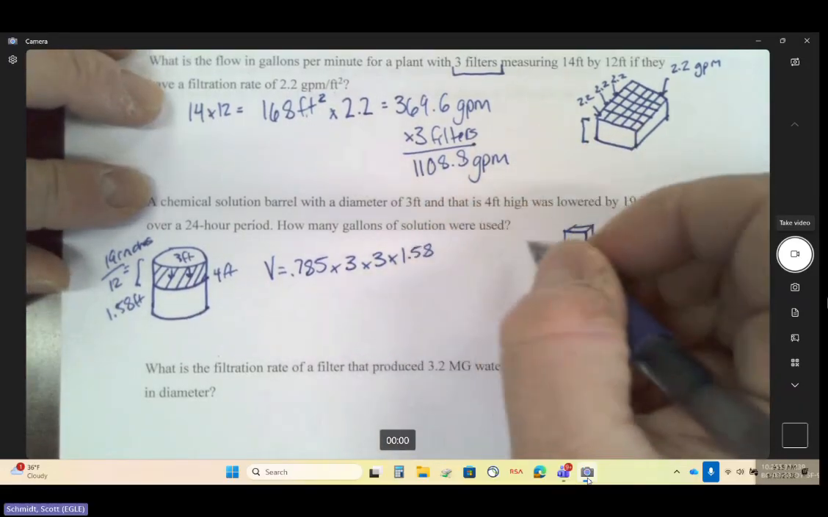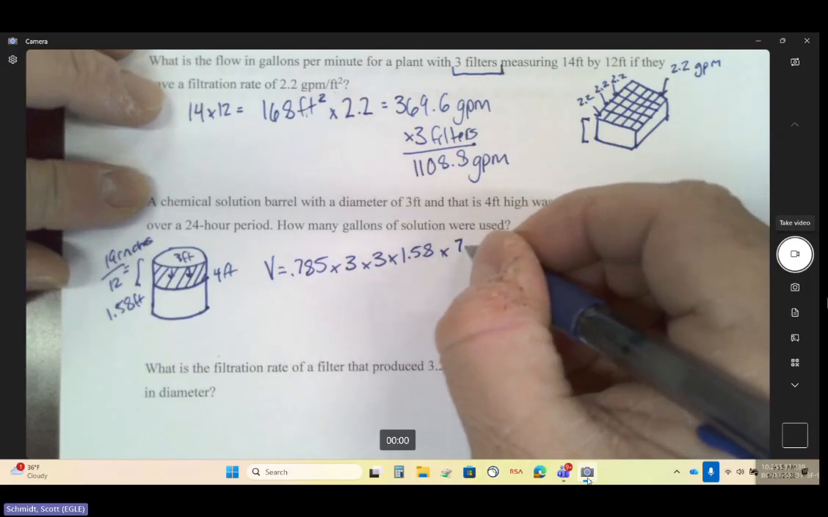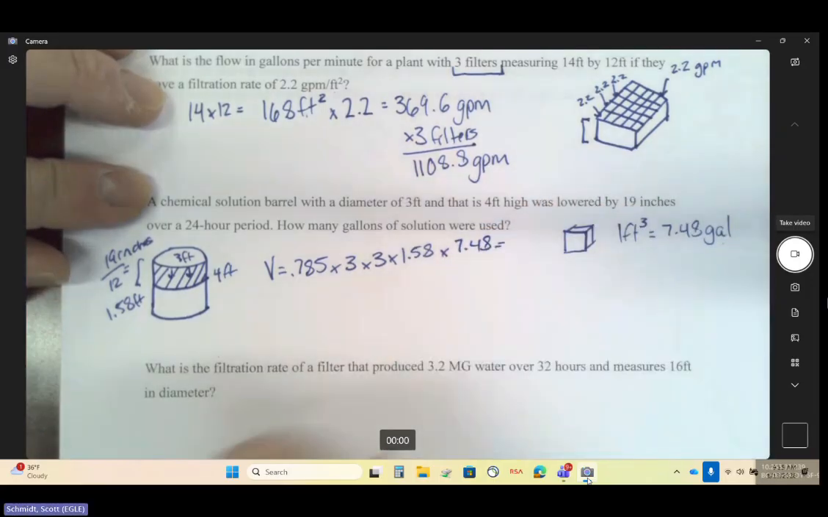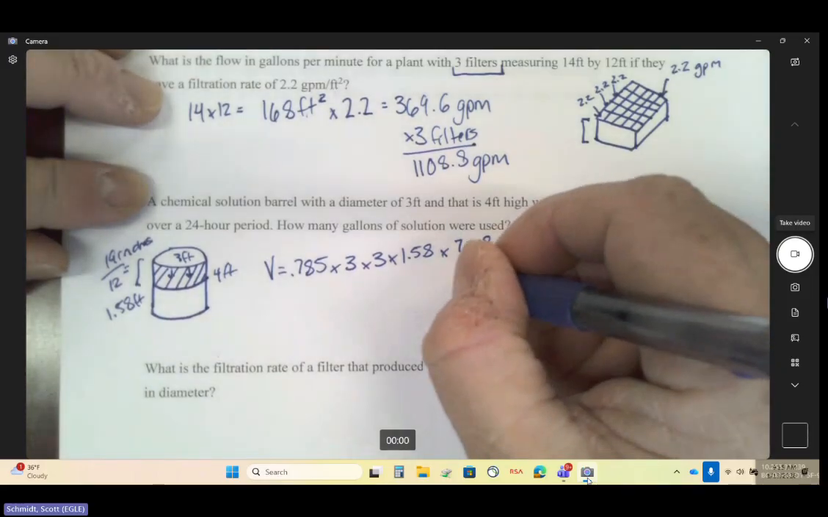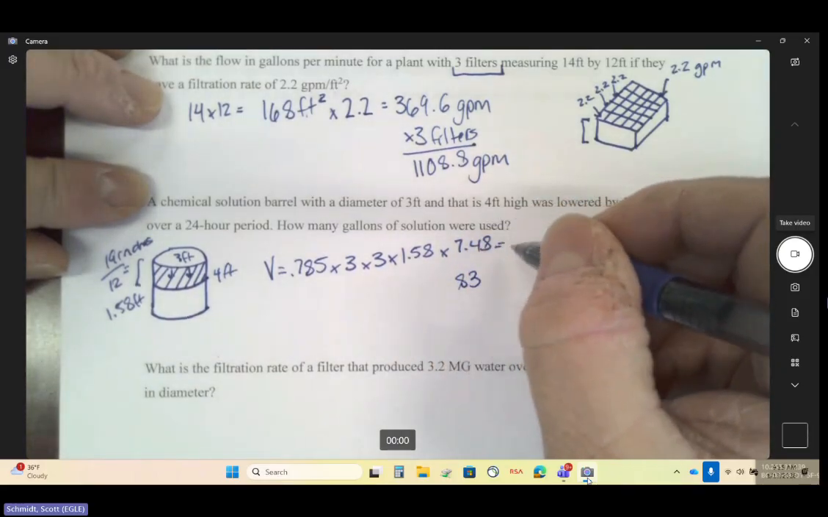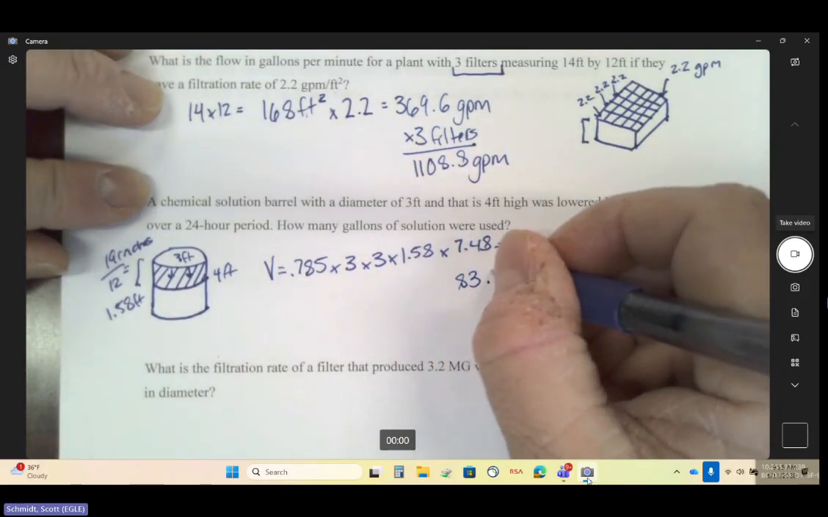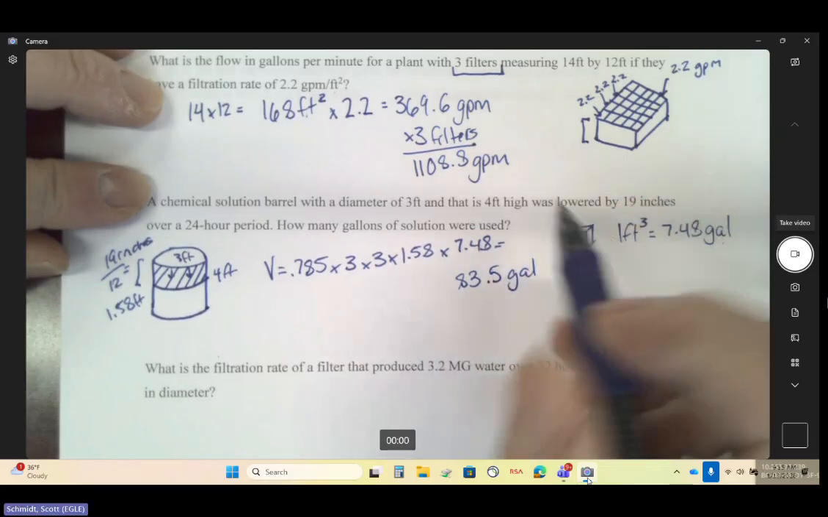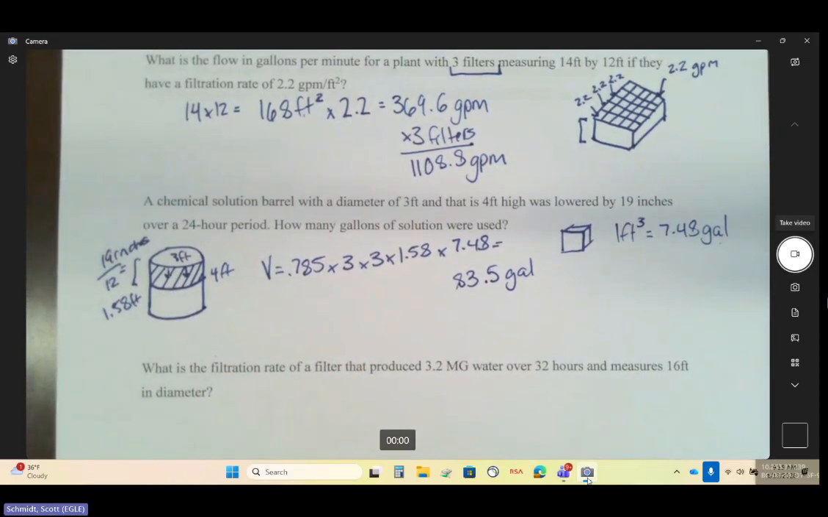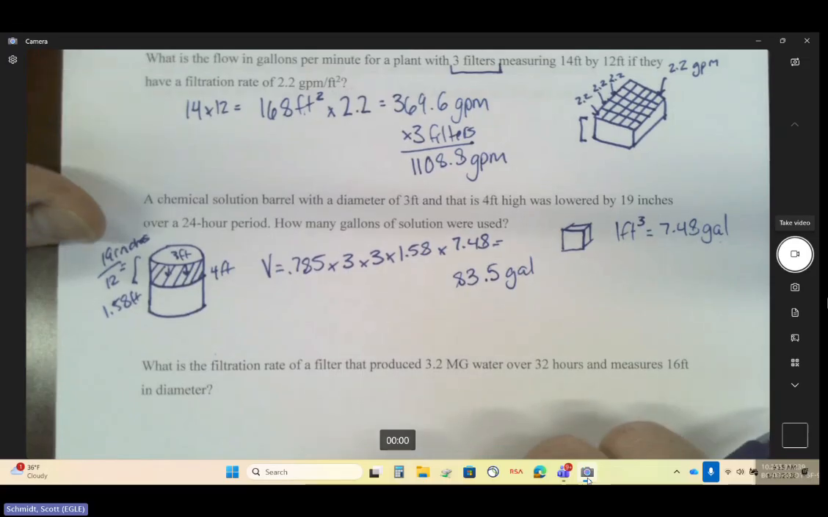Well, and it asks for how many gallons. And just like before, I can times this by the 7.48 to get it to gallons. So in one step, you can figure out how many gallons left. But the biggest thing here is to know that that 4 feet has nothing to do with solving the equation, because the 19 inches is your drawdown, and we're looking for the gallons that were used. So the 19 inches is why we use that.